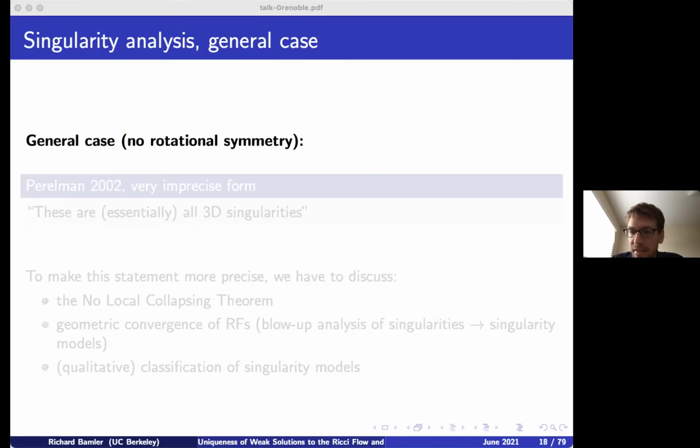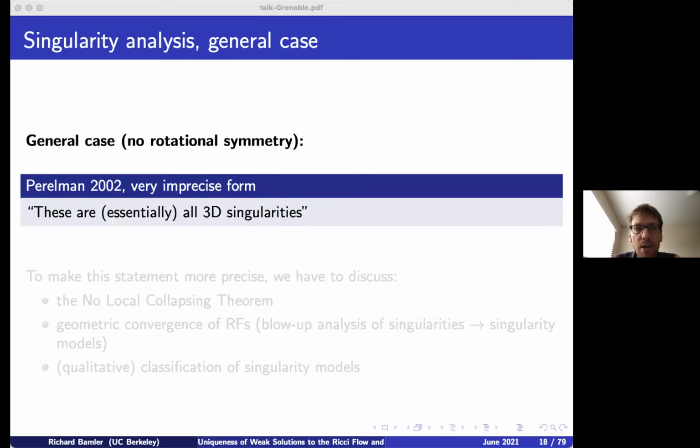And so this is essentially, in a very imprecise form, or really in a very rough form, where Perelman's big discovery comes in. So Perelman could show that the singularities that we've observed in the rotationally symmetric case on the previous slide are in some way essentially all the three-dimensional singularities that we see in the general case. So what I've shown you in the previous slide really entails all the different behaviors that we see in the general case. So this was a very good example.